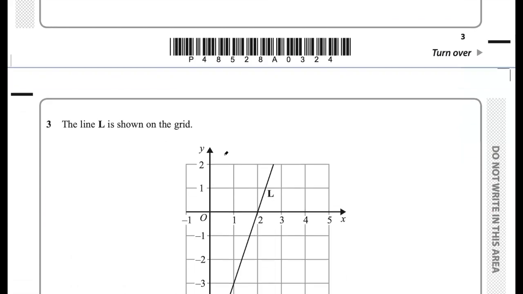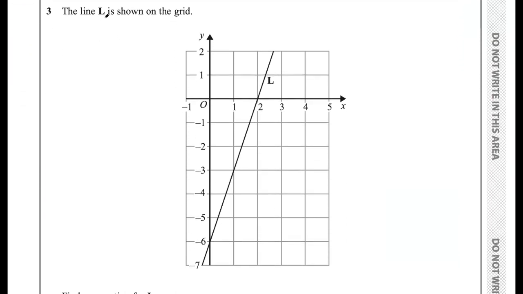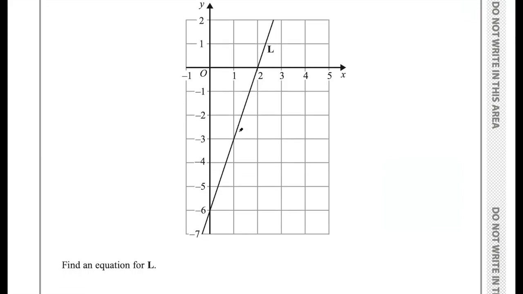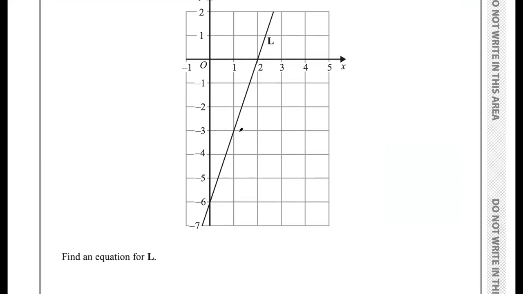On to question 3. Question 3 says the line L is shown on the grid. Okay, here we have our grid with the line. Find an equation for L. Okay, this is a key skill in GCSEs. You need to be able to find the equation of a line from a diagram or from a graph. The first thing that I notice is the y-intercept is -6. So that's part of the equation, and then I also need the gradient.